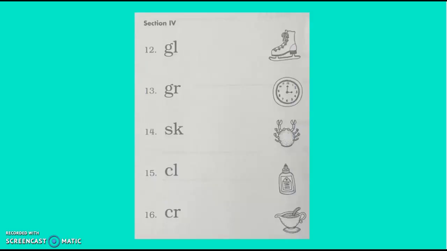Section 4. Look at the blend by number 12. Draw a line from the blend to its picture. Gl. 13, gr. If you don't know one, you can skip it and come back to it. Number 14. Sk.